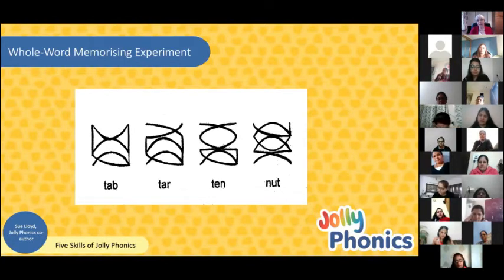In the beginning, if you give them books, you'll start to see that they would progress a bit faster than the ones that were learning all the letter sounds. But after a while, it goes the other way round. And the whole word memorizing children often start to stumble and often start to fail.